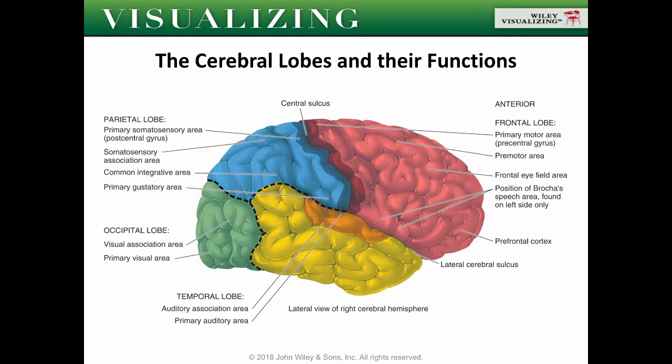So these are your brain lobes. This is your frontal lobe in the front. You have the parietal at the top back. The occipital is at the back, and the temporal is on the sides.